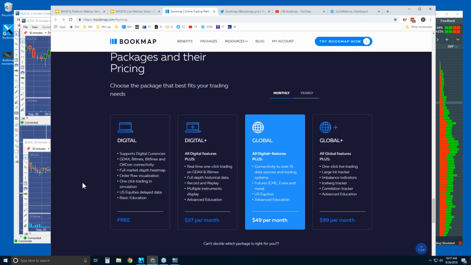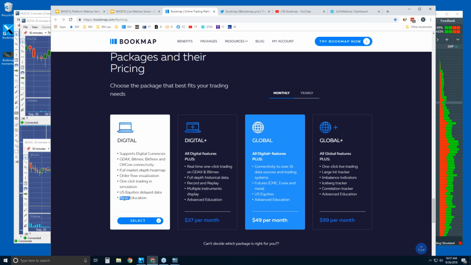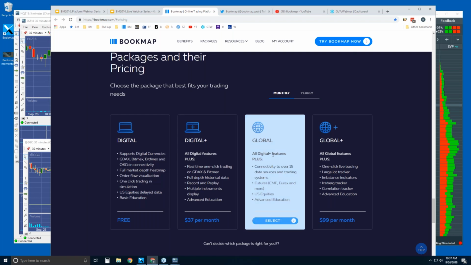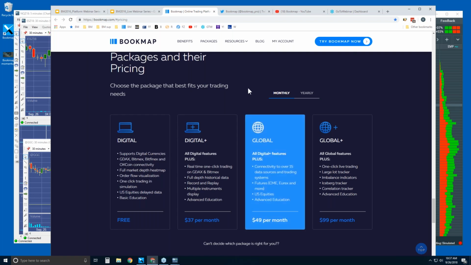All right, so you only get basic education and limited support here as well, but you also get a U.S. equities delayed feed, so you can always check that out too. But if you want live data, then I would recommend going with the global version here. Just try it for a month for 49 bucks, connect your data, and then take a look at it. Okay, so you're not out much money, and you get to at least try and see what Bookmap is all about in the live environment.